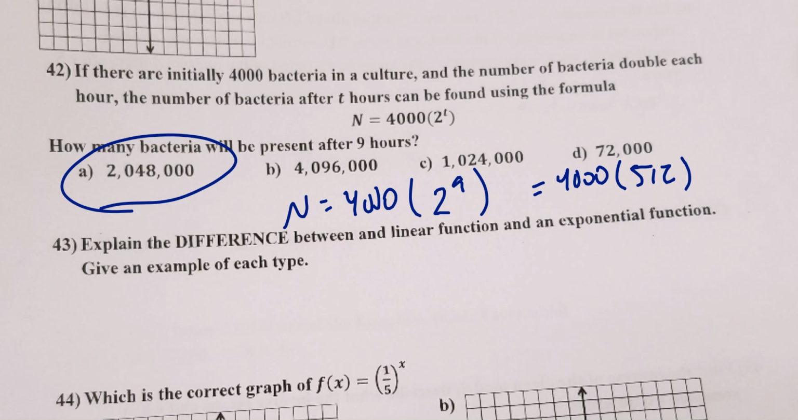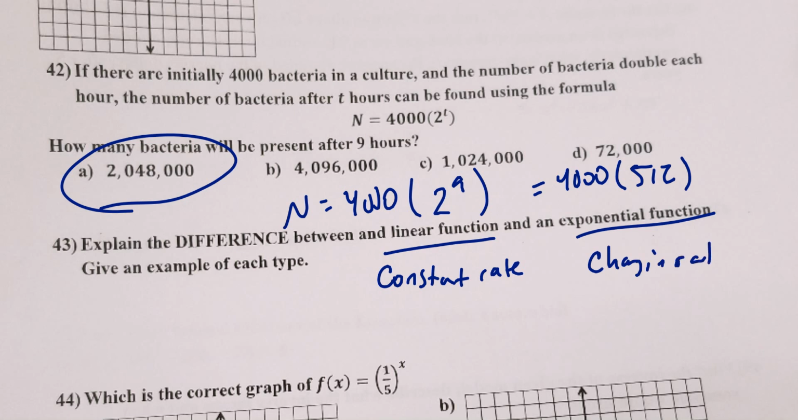Alright, 43. Explain the difference between linear function and exponential. Linear: constant rate. Exponential: changing rate. Like a line goes straight up, goes at a constant slope. Exponential either gets really, really big really fast, or it gets really small really fast. Alright? So, changing rate, or slope.